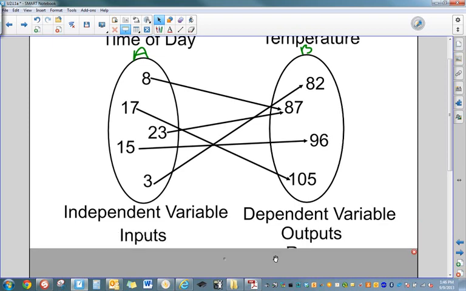Oh, good. Yes, it is. It's the input and the output. You put things in, that's the input. You get things out, that's the output. That's exactly right. So it's like an X and Y chart.